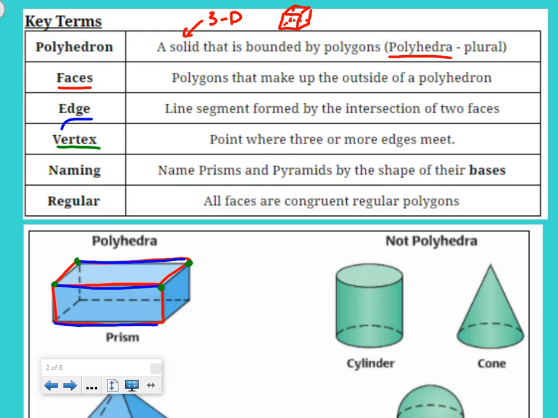To name a prism, you name prisms and pyramids by the shape of their bases. Prisms have two bases and pyramids have one base. And if it's a regular polyhedron, all the faces are congruent regular polygons.